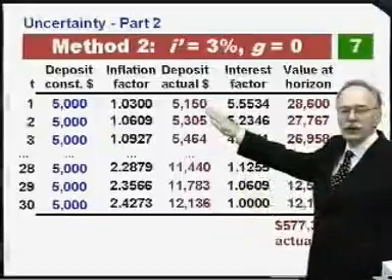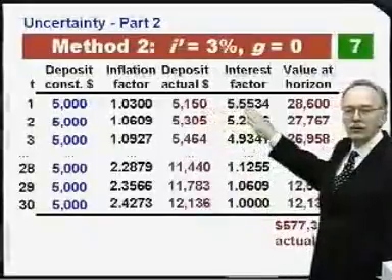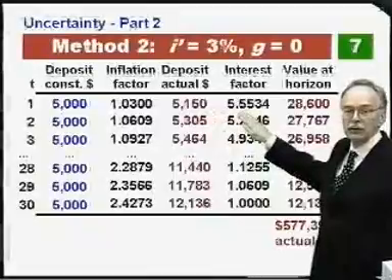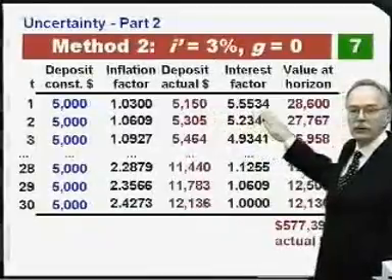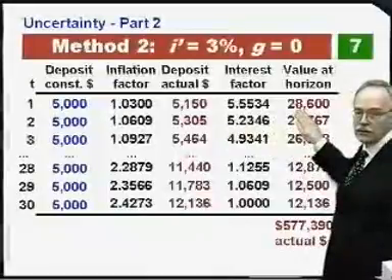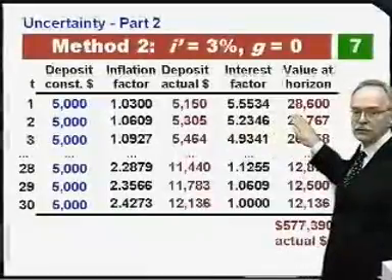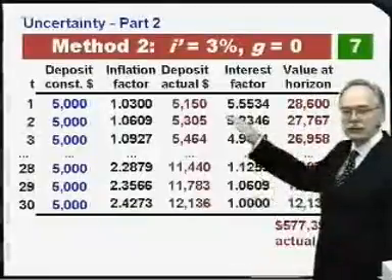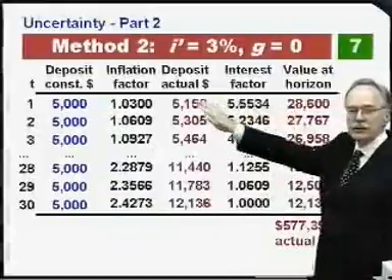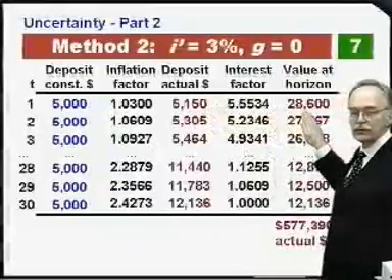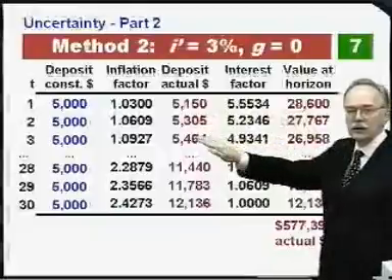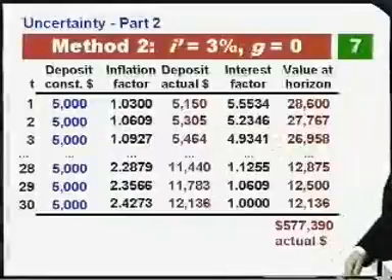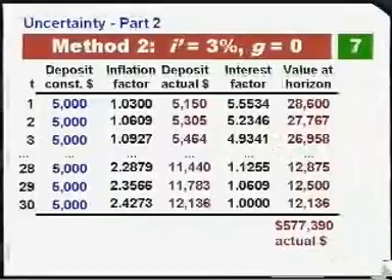The very first deposit, the 5,150, would then be worth, using this growth factor, that's 1.0609 to the 29th power, 28,600 after 30 years. This last column then is the value at the horizon of each of the separate actual dollar deposits. Take this deposit, that becomes worth this much after 30 years. This deposit becomes worth this much after 30 years. We sum those and we get a total of 577,390.